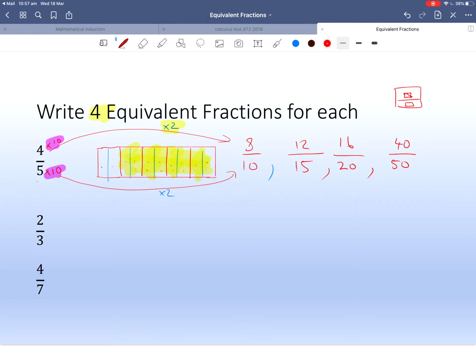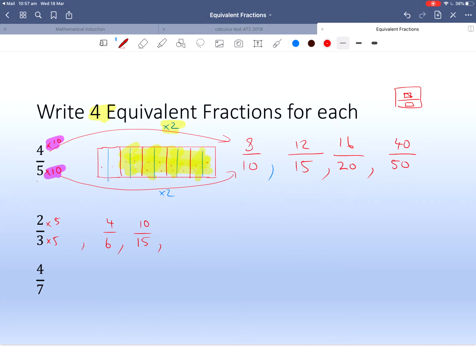All right, next one, I'm just going to times it by 2. That means I need to times the bottom by 2. So 2 times 2 is 4. 3 times 2 is 6. All right, let's try some fancy number. If I times it by 5, so remember what I do to the top, I must do to the bottom. 2 times 5 is 10. 3 times 5 is 15.